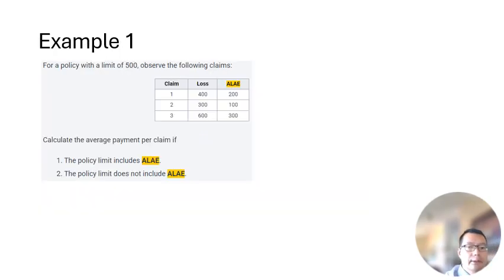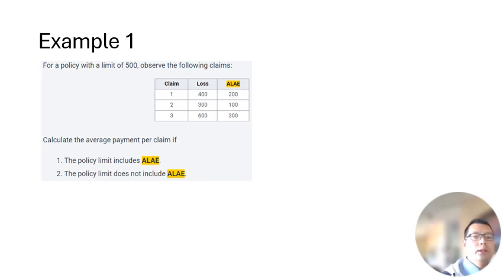Now let's look at this example. For a policy with a limit of 500, observe the following claims. The first claim is 400 with ALAE 200, the second is 300 with ALAE 100, the third claim is 600 with ALAE 300. So the question is: calculate the average payment per claim if the policy limit includes ALAE.